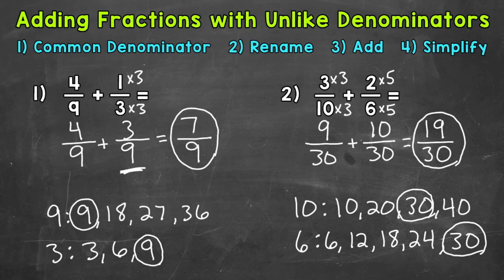So there you have it. There's how you add fractions with unlike denominators. Find a common denominator, rename with that common denominator, add, and then look to see if you can simplify.